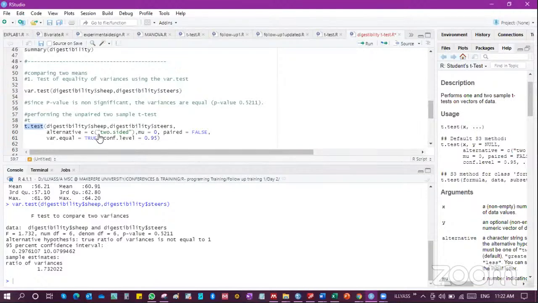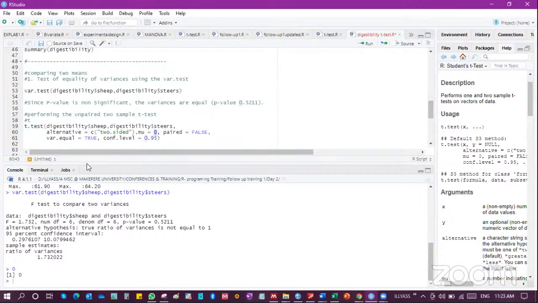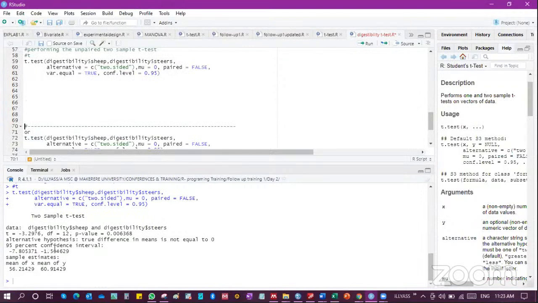Okay. And my null hypothesis was that the digestibility coefficients between the two, the ship and the steers, are not different. So the MU stayed 0, and then I ran. Okay. So upon running, I got a significant p-value, which was less than 0.05 significance level.